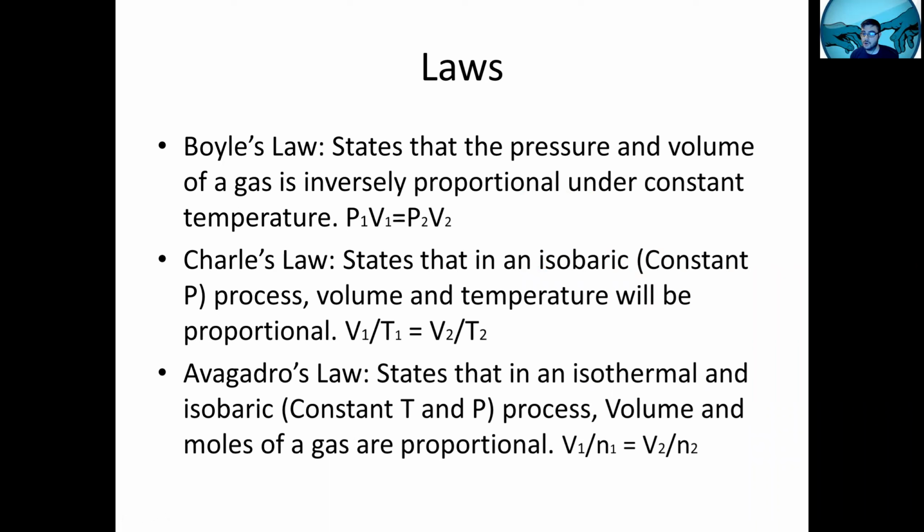Next up is Charles' law, which states that in an isobaric process, which is a constant pressure process, volume and temperature will be proportional to each other. And the equation that we can derive from that is V1 over T1 equals V2 over T2. All right, very simple. And important to note, T is in Kelvin, not in Celsius. This needs to be in Kelvin, otherwise you might get a wrong answer.